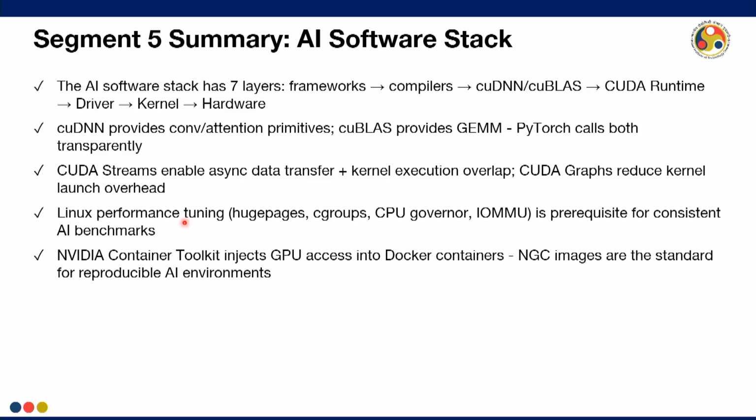Linux performance tuning is also important if you want to deploy very large models in terms of parameter size. So there are several settings that we have talked about, and we also talked about the importance of the container toolkit, because it injects GPU access into these Docker containers, and there are already pre-installed, standard, reproducible AI environments available from the NGC catalog. So you can go there and use your own environment that is required for your target.